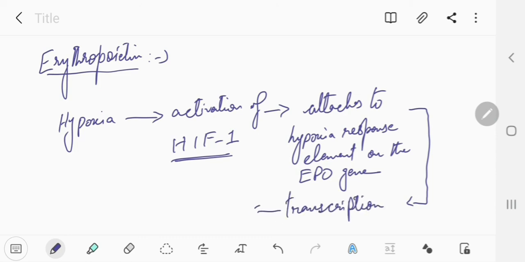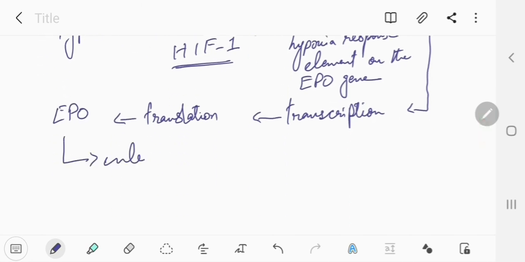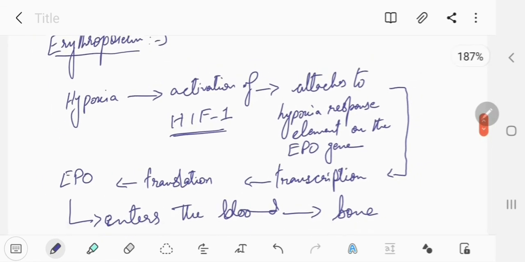After this attachment, there will be transcription and translation of the gene taking place, which will ultimately give away erythropoietin and will enter into the blood and then from there into the bones.